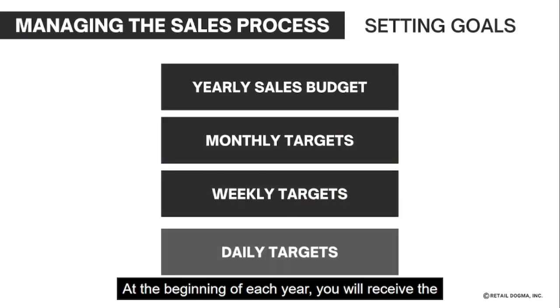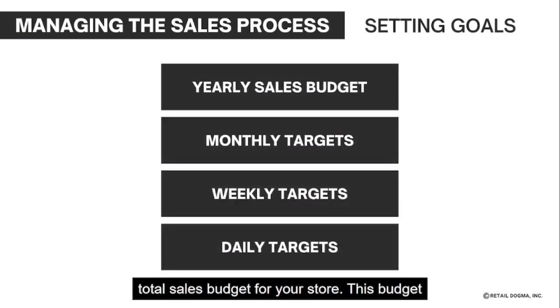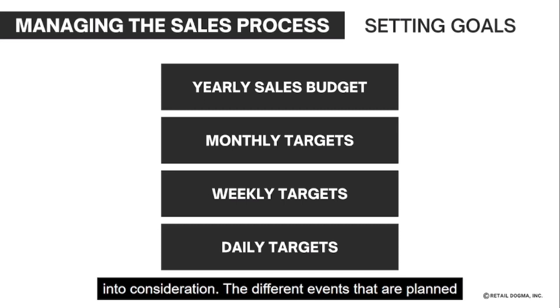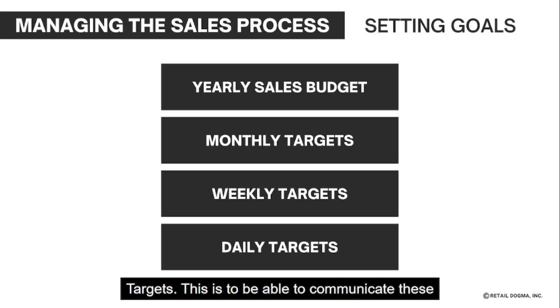At the beginning of each year, you will receive the total sales budget for your store. This budget is then divided into monthly targets, which take into consideration the different events that are planned for each month. What we want to do now is to break down this budget further into weekly and daily sales targets.